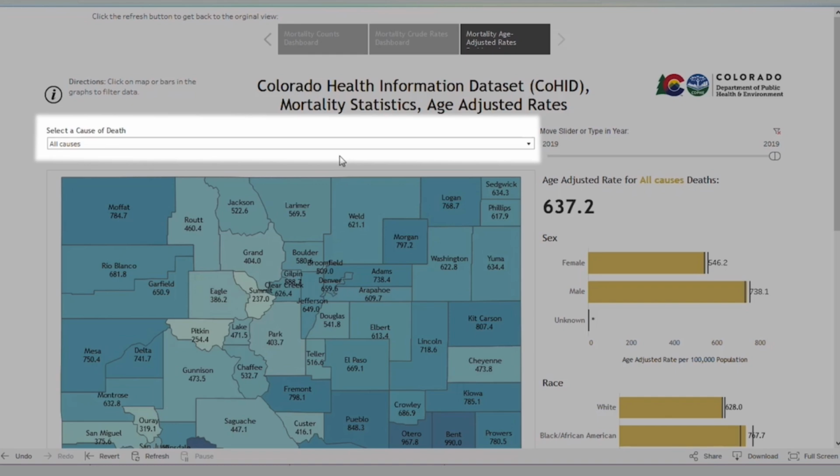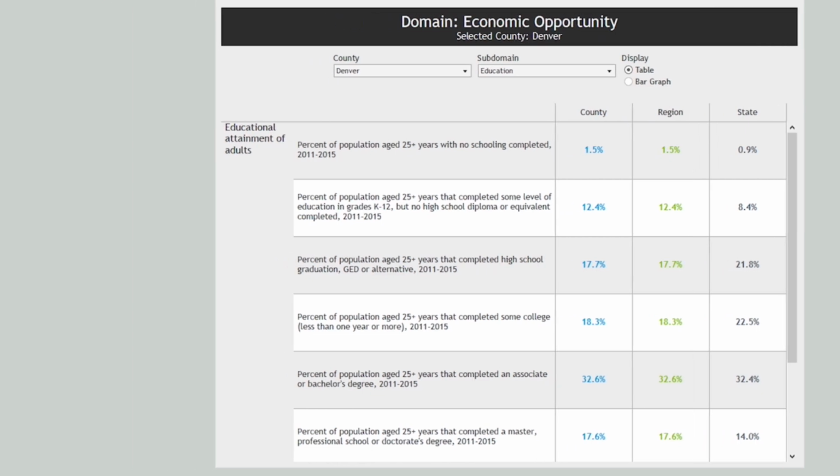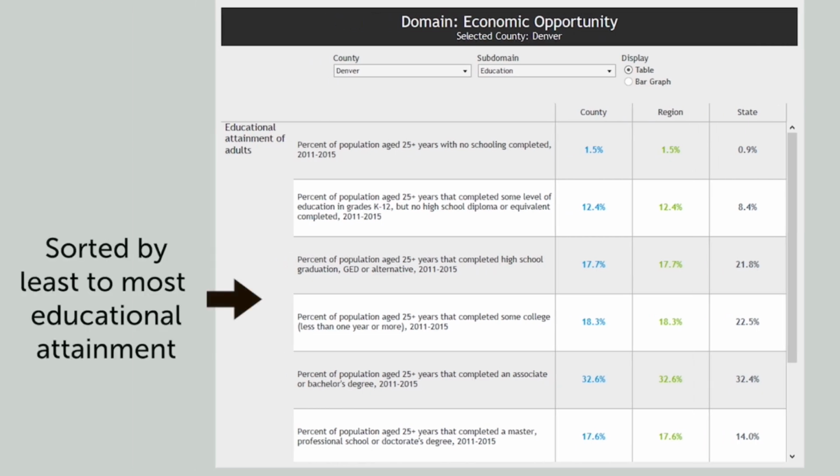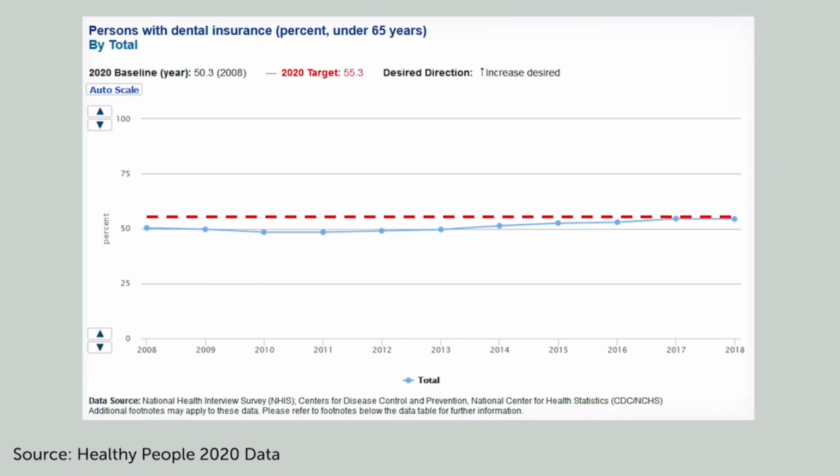For example, all patients versus new patients. Sorting. If different values have been sorted or ranked, is it clear what criteria was used? Targets. If goals or targets have been added to the charts, is it clear what they represent?